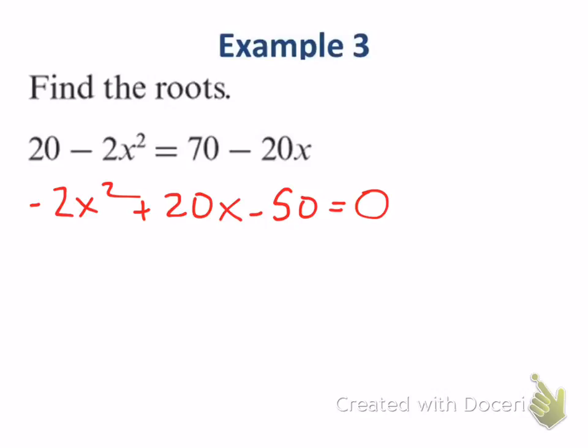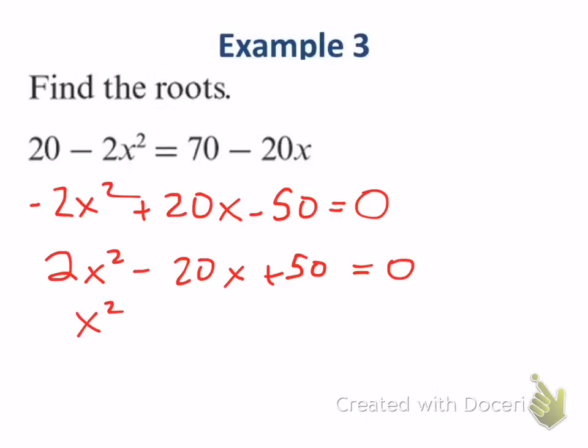Because this is an equation, I don't have to deal with that negative. I can change all the signs. Factor out a 2. Because this is an equation, I can just divide everything by 2. X squared minus 10x plus 25 equals 0. Agreed? Agreed.